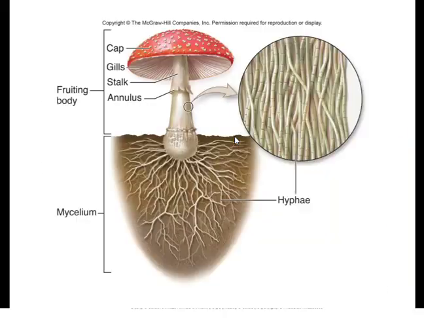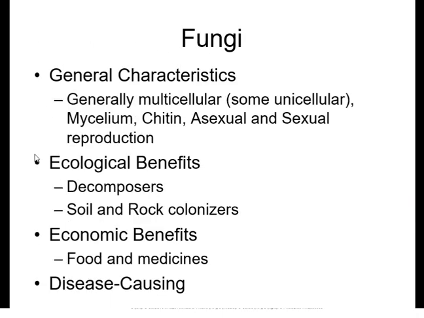As far as fungi go, the question will pretty much look at the general characteristics of the fungi kingdom. So make sure you know that there are both unicellular and multicellular fungi, that the main body is made of mycelium and not the fruiting body, which is the mushroom, that they make a cell wall out of chitin, and that they can reproduce asexually and sexually, that they're only decomposers, and they are used in a number of different types of foods and medicines.